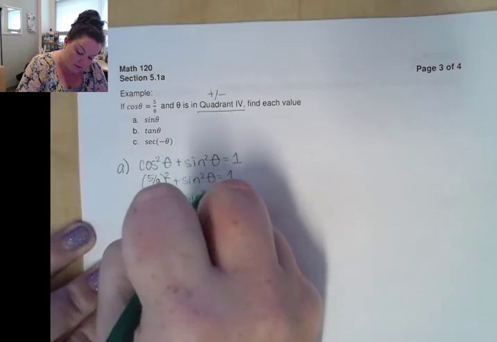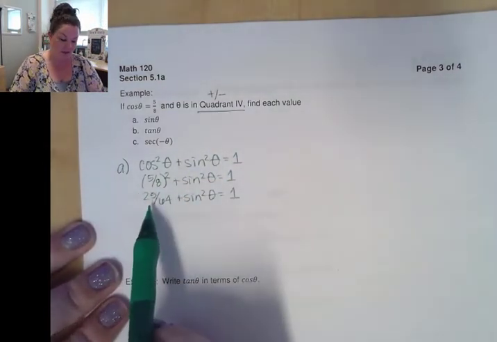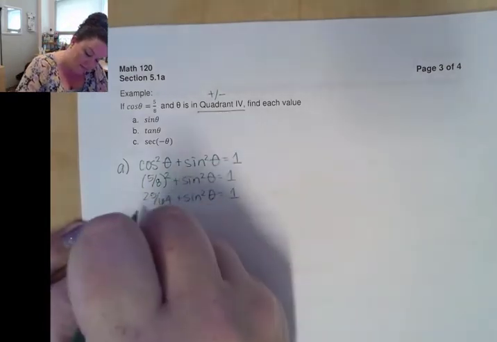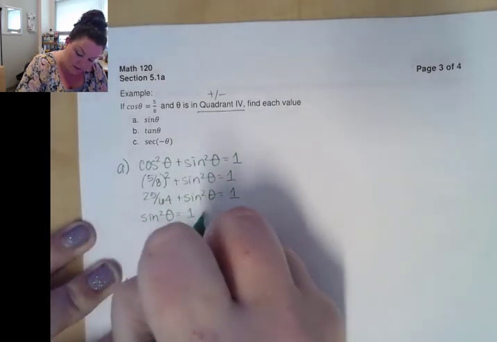Okay, so if I square 5/8, that gives me 25/64 plus sine squared theta equals 1. And then I'm going to move that 25/64 to the other side by subtracting. So then I'll have sine squared theta is equal to 1 minus 25/64.